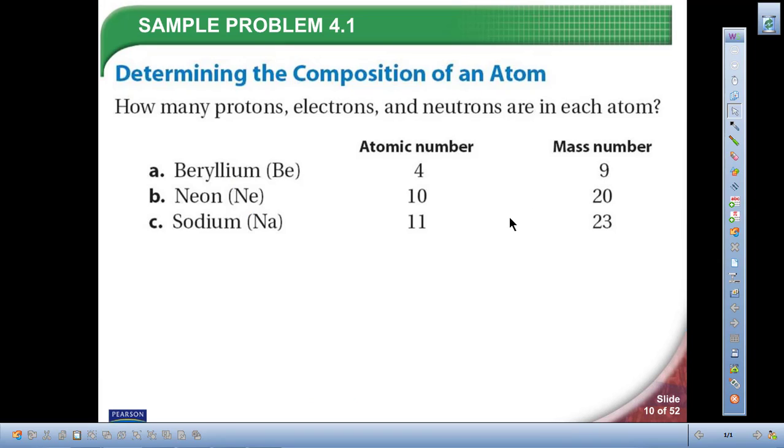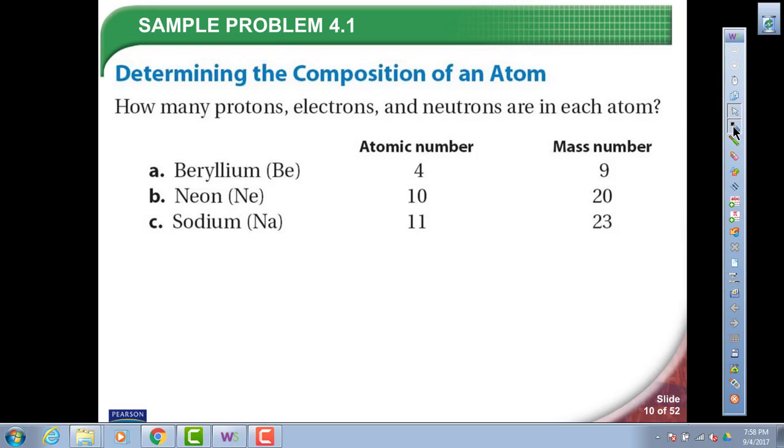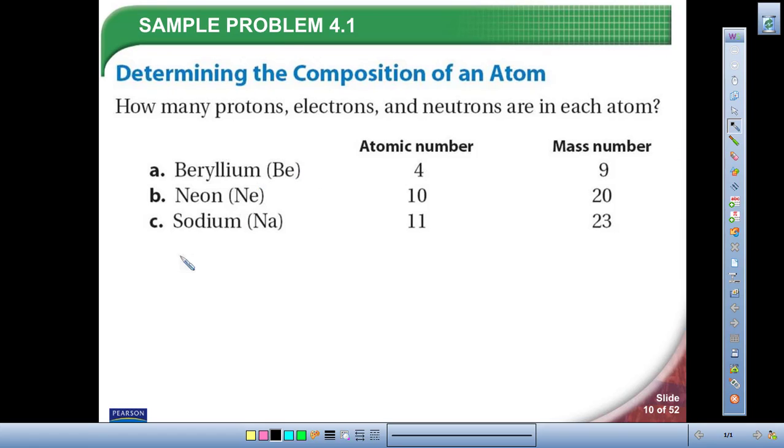So here we're given some atoms, and we're given the atomic number and the mass number, and they ask how many protons, electrons, and neutrons. Well, keeping in mind what we had in the previous example, let me rewrite it. I'm going to take the mass number and put it on top, and the atomic number and put it on the bottom. So what do I know? Actually, I'm going to go ahead and do that for each one. So let me do neon. Mass number of 20, atomic number of 10, sodium, mass number of 23, atomic number 11.